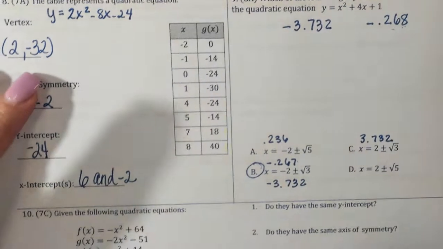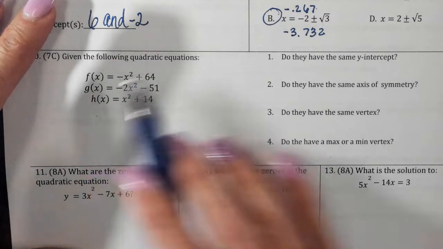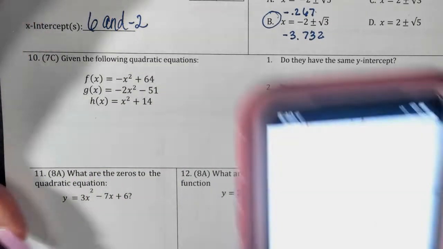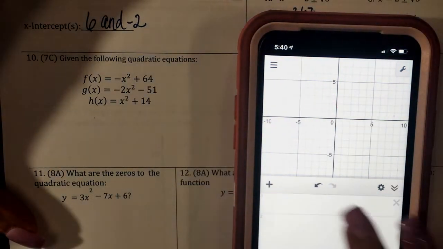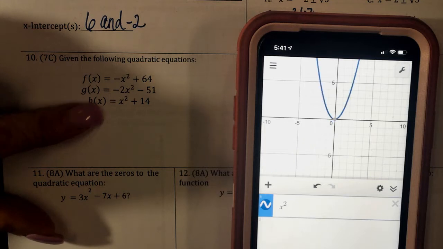All right. Number 10. Given the following quadratic equations, do they have the same y-intercept? Okay, so I'm going to go back to Desmos and plug this in. I'm going to say f of x. You know what? I don't really think I need to put f of x. I'm just going to put x squared. I'm going to be lazy.